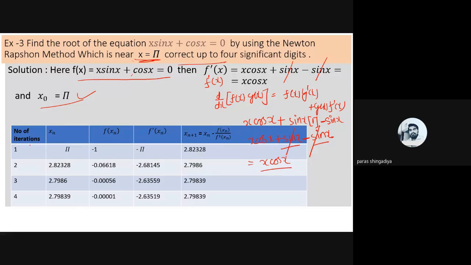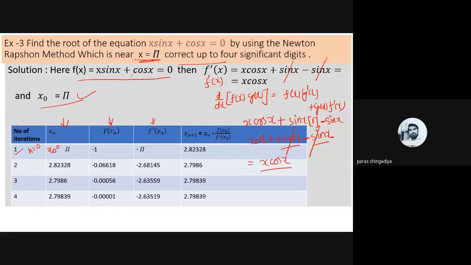Okay, so we'll prepare this type of table for the Newton-Raphson method. First column, the number of iteration. Second is the values of xn. Third is the function output f of xn. Fourth is the derivative output f dash of xn, and last is our answer, that is the formula xn plus 1 is equal to xn minus f of xn upon f dash of xn. Okay, first iteration, we have x0 is equal to pi. For n is equal to 0, we'll find the first iteration.